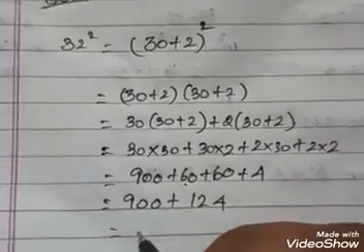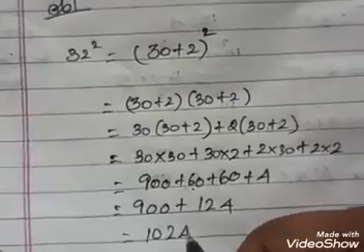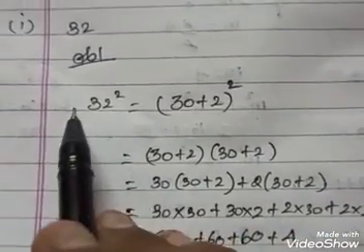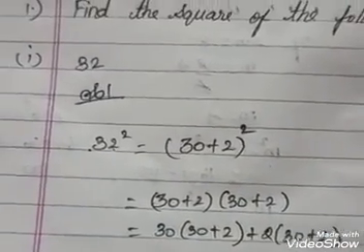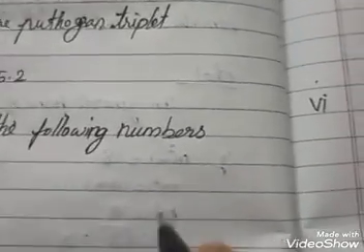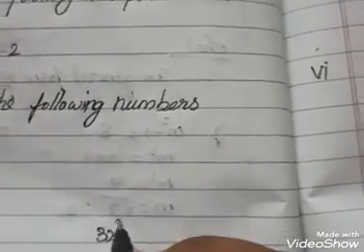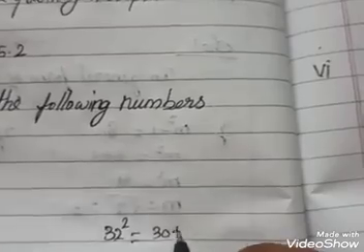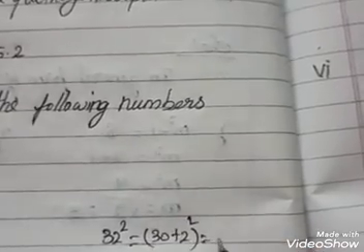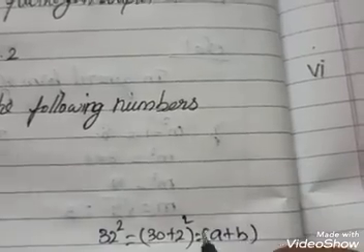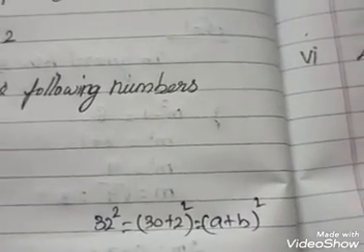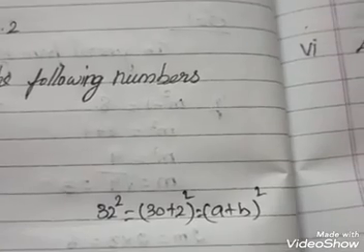Now it should be 1024. This is the value for 32 square. In another way you can write this 32 square as 30 plus 2 whole square. It is equal to a plus b the whole square. So you should learn this one in algebraic identities.